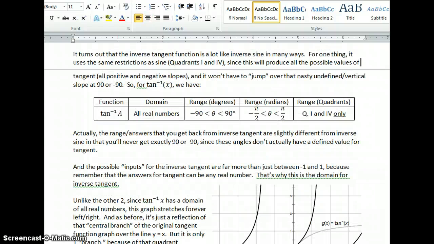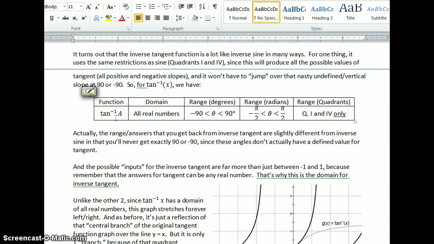All right, let's talk about inverse tangent. This is actually 5.6, but they're very closely related. I think I have enough time here, so I'm just going to do both together. Inverse tangent works out like inverse sine. Inverse tangent, turns out they're also going to restrict to quadrants 1 and 4.